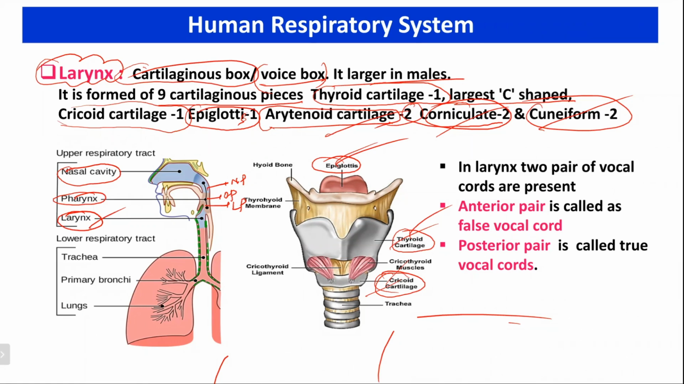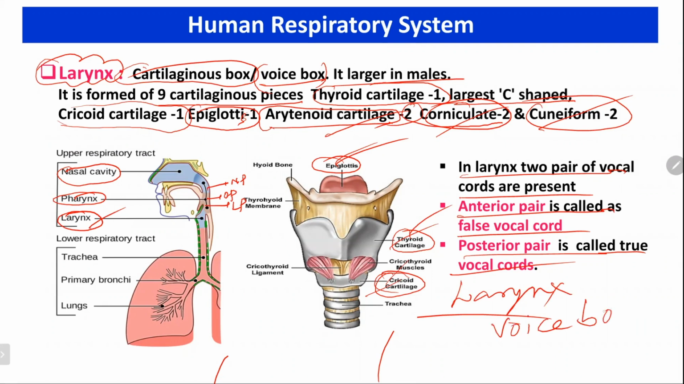The larynx has two pairs of vocal cords. The anterior pair of vocal cords are called false vocal cords, whereas the posterior pair is called true vocal cords, and these two vocal cords help in production of sound, right? Most important. So that is why this larynx is also called sound box or voice box. It helps in production of voice or sound, so therefore it is called voice box. I hope you understand.